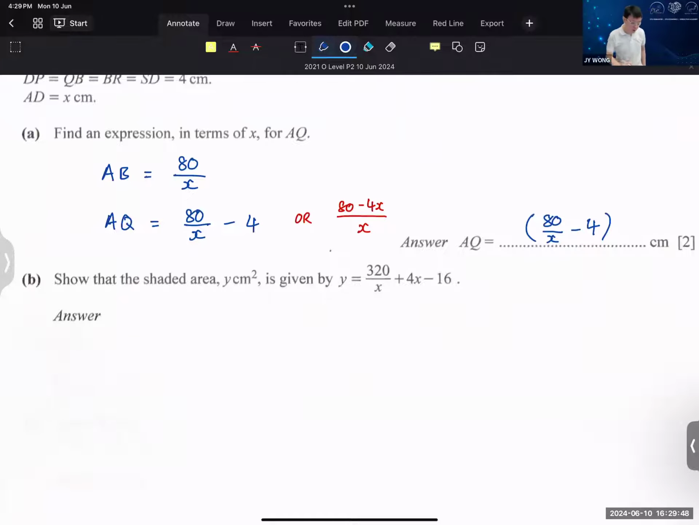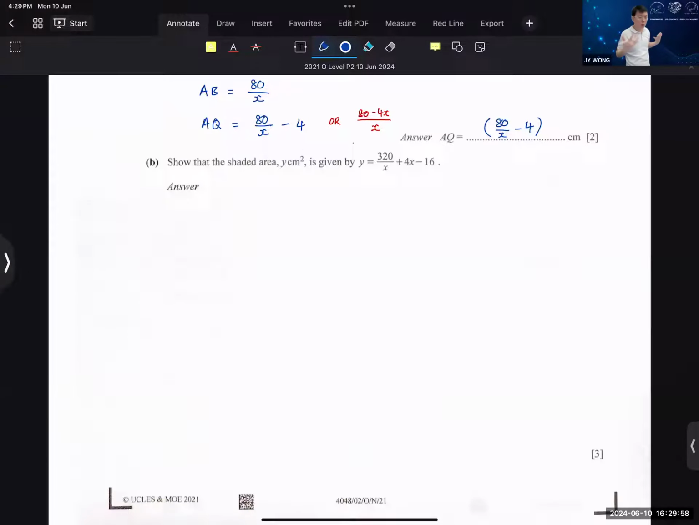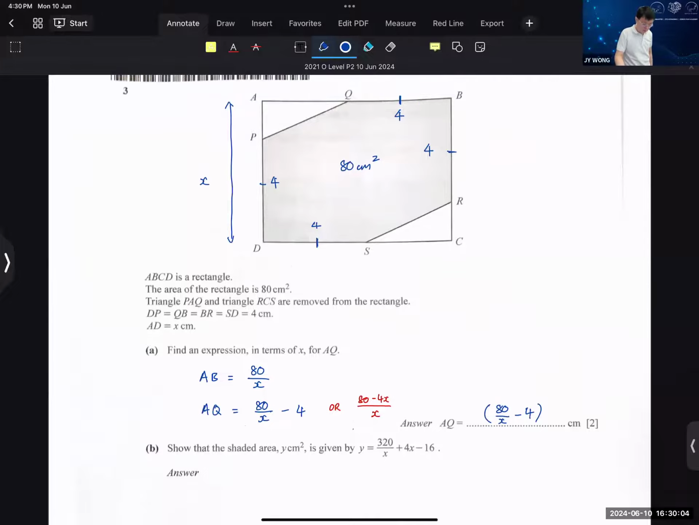Show that the shaded area is given by y equals 320 over x plus 4x minus 60. So actually, this is a quadratic question. It's your quadratic word problem kind of question. Just that instead of giving a direct quadratic, they give it in terms of an algebraic fraction. But fundamentally, nothing much changes.